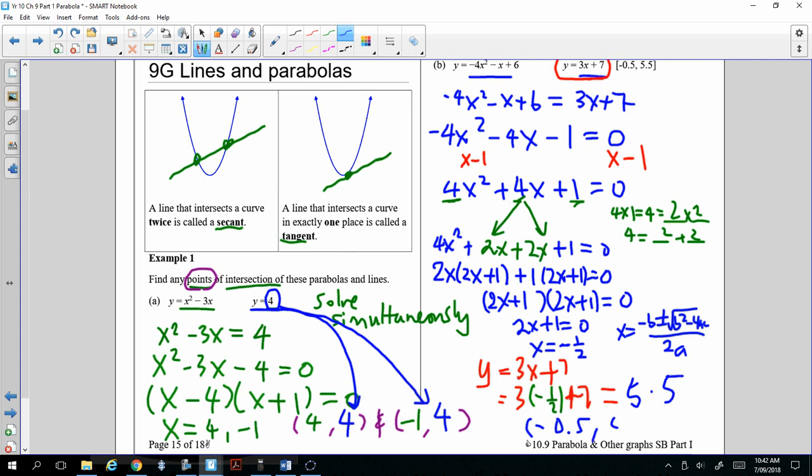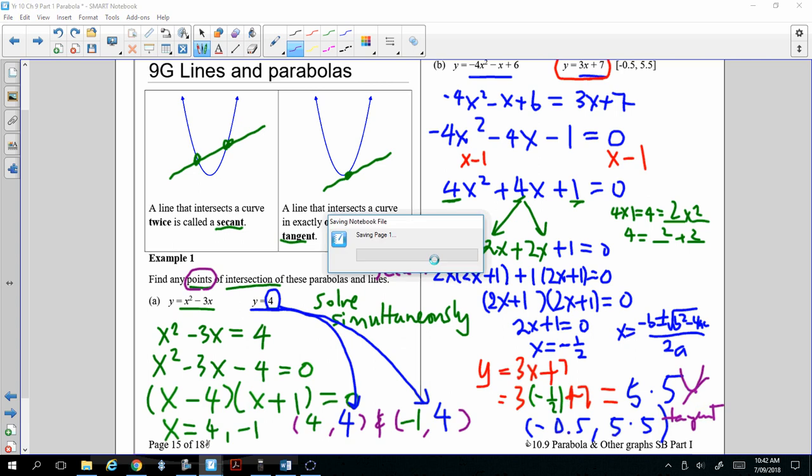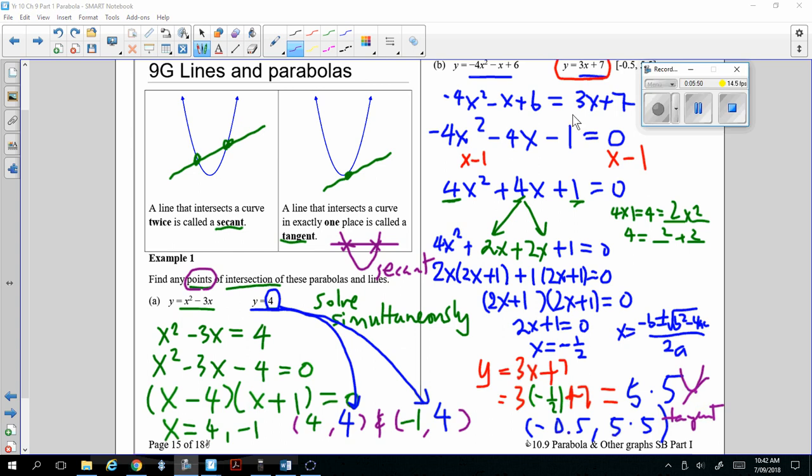So they only intersect at one point. In this case, we call that a tangent. You don't have to write it, but be aware that if it touches at one point, that's a tangent, whereas the other one is a secant: it crosses at 2 points. Okay, good. All right, what else is there? There's one more page to go through. There you could do revision.